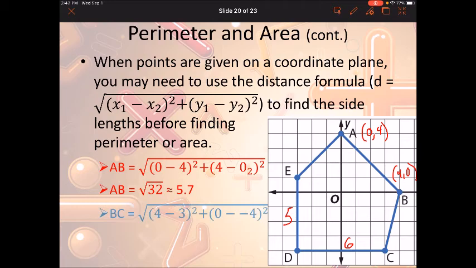I'm going to do the same thing with side BC. With point B, I have 4, 0. With point C, it's located at 3, negative 4. So my change in the x's is 4 minus 3. My change in my y's is 0 minus a negative 4. That gives me 1 squared plus 4 squared. 1 squared is 1, 4 squared is 16, so 1 plus 16 is 17, so the length of that side is the square root of 17.